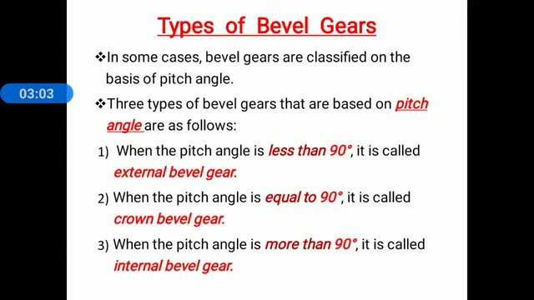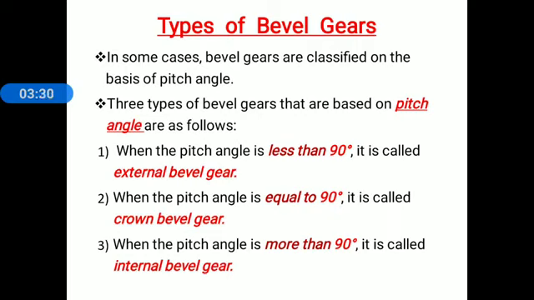In some cases, bevel gears are classified on the basis of pitch angle. On the basis of pitch angle, bevel gears are classified into three types. First one, external bevel gear. When the pitch angle is less than 90 degrees, that gear is called an external bevel gear. That is the first type based on pitch angle.